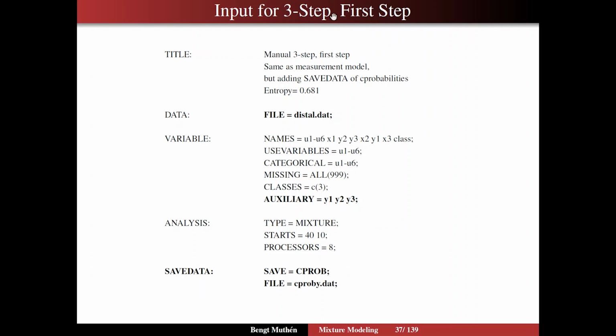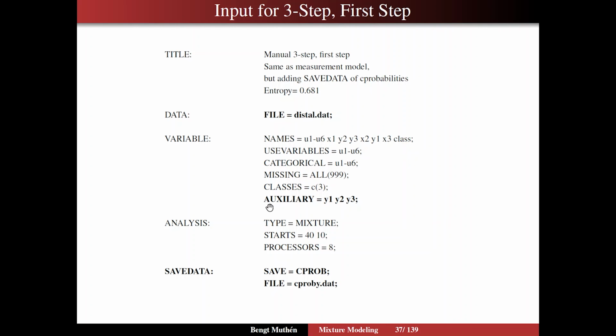So let's then take a look at a manual 3-step, and the first step. The first step is the same as the measurement model, but we're adding save data of C probabilities down here, bolded. The data set is still the distal.dat data set with these variables in the columns of the data set. The variables that we're going to use in the first step are the 6 latent class indicators, which are categorical, in this case binary.